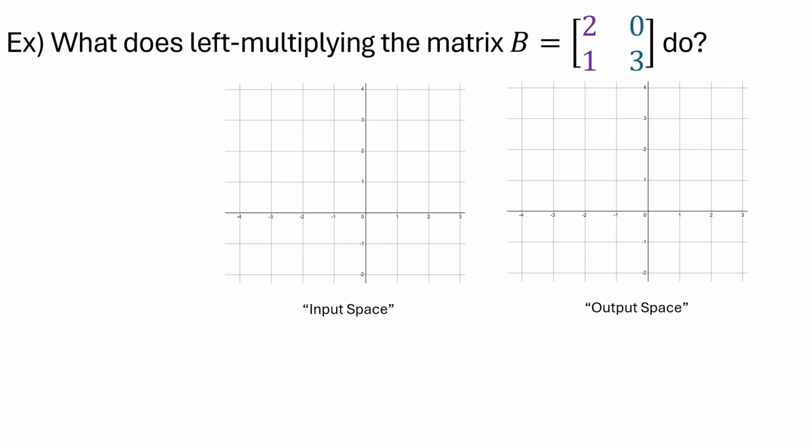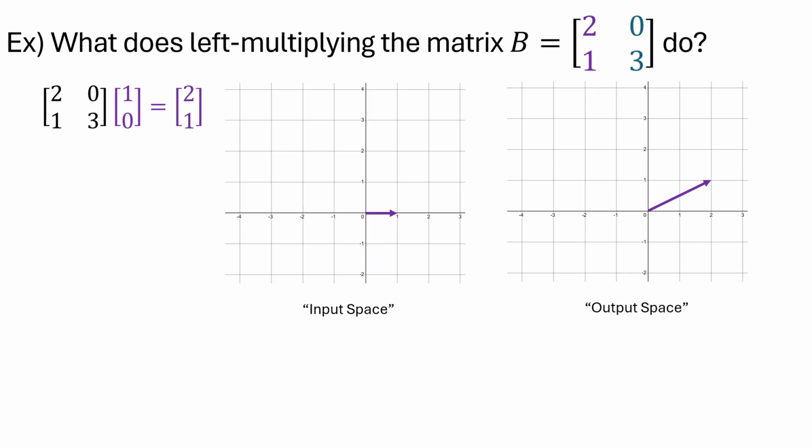Now let's see what happens when we left multiply by this matrix B, 2, 0, 1, 3. To figure this out, we should always start with the standard basis vectors. So in purple, we take the vector 1, 0, which sits right on the horizontal axis. When we multiply it by B, it lands at the coordinate 2, 1. Now, interestingly, this result 2, 1 is identical to the first column of the matrix. That's no coincidence. That's exactly why we care about this column view of matrix vector multiplication.